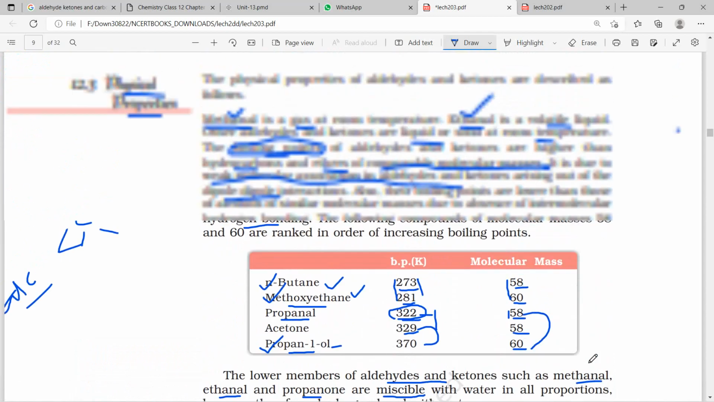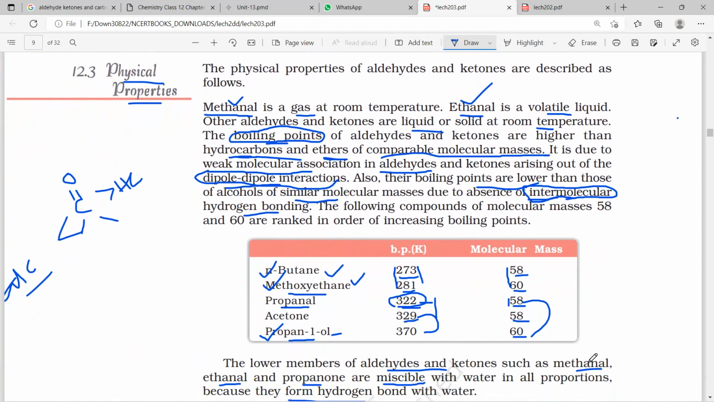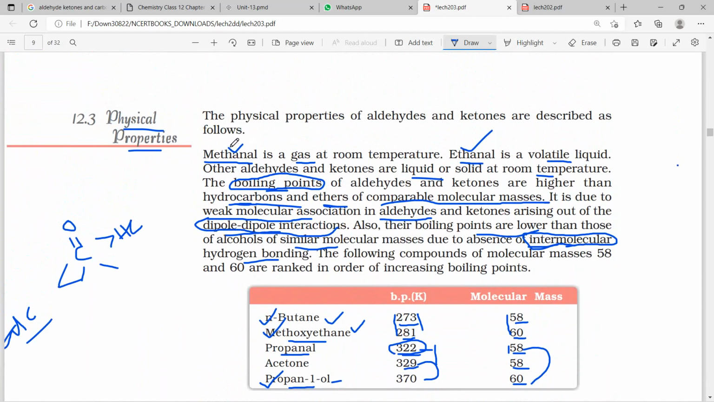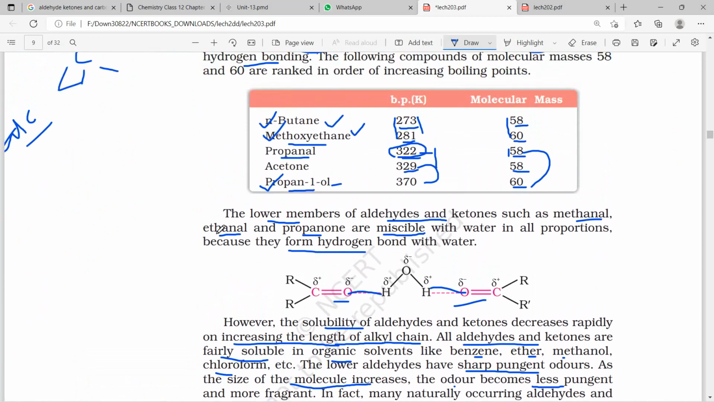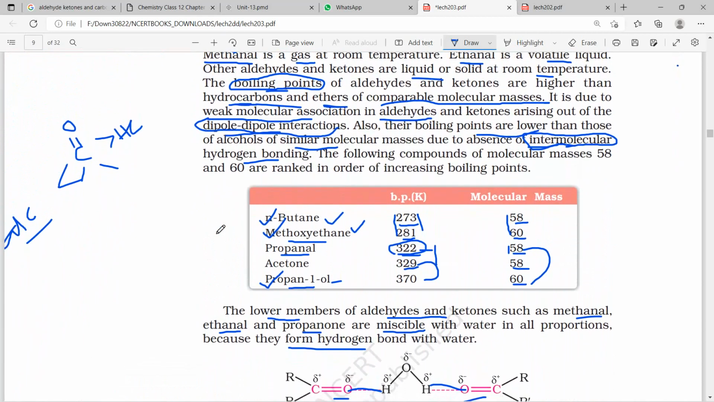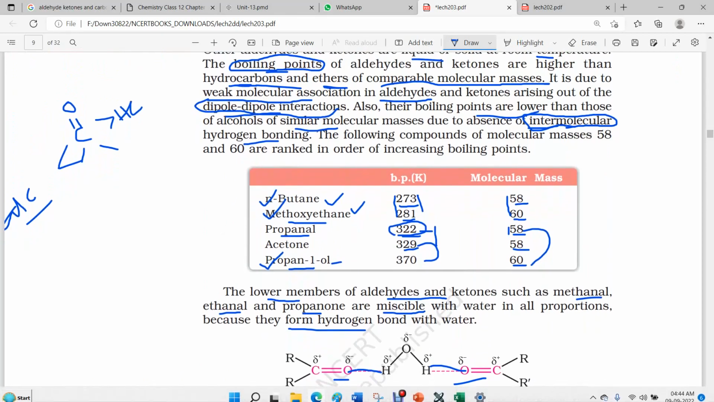So this is all about the physical properties of aldehydes and ketones. We have to remember the first two members: the first member is a gas, the second member is a volatile liquid, and other members will be liquid or solid. And the boiling points of aldehydes and ketones we compared to hydrocarbons, ethers and alcohols. Regarding solubility, lower members are miscible and higher members are immiscible, but fairly soluble in organic solvents. And regarding smell, lower members have a pungent smell, higher members have a fragrance. That's it. Thank you, guys.